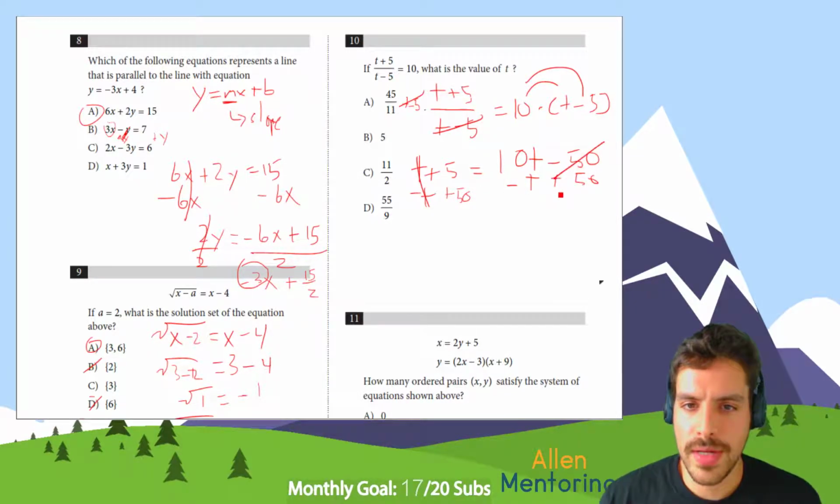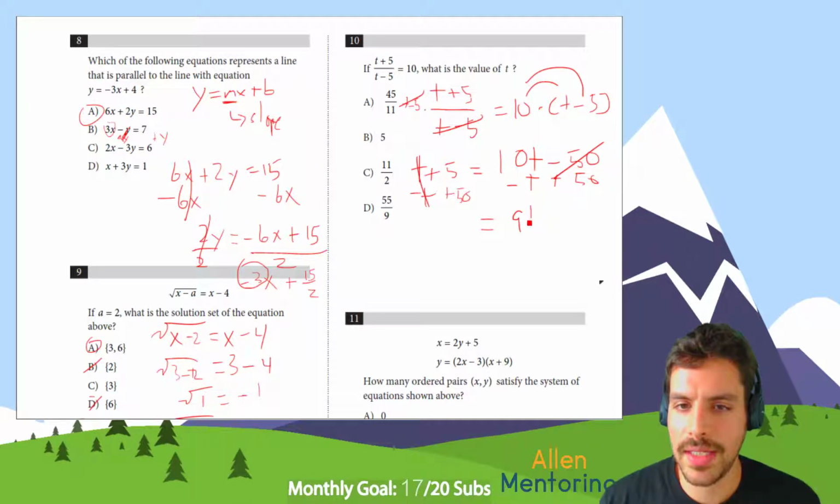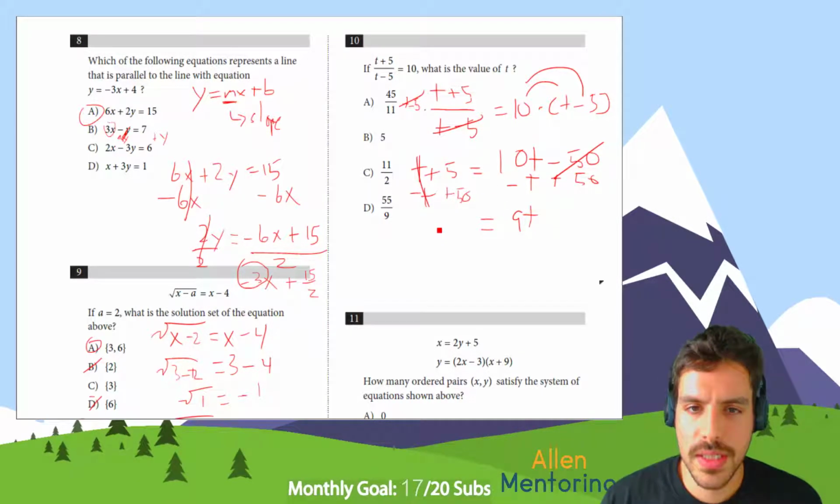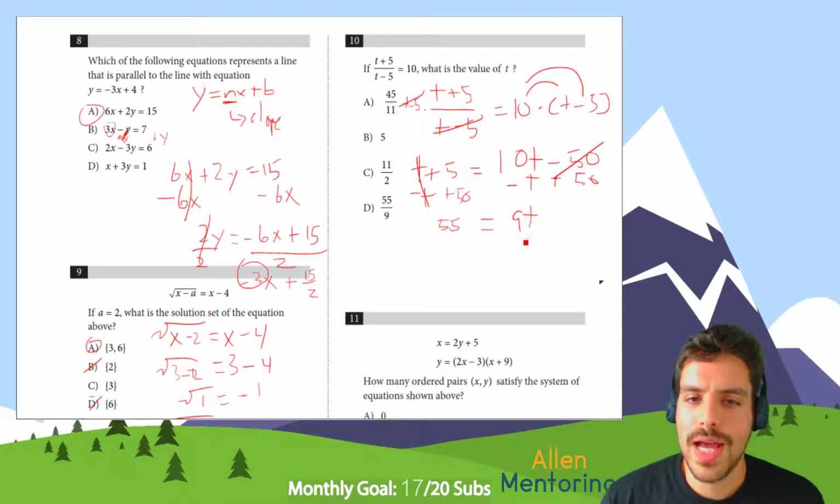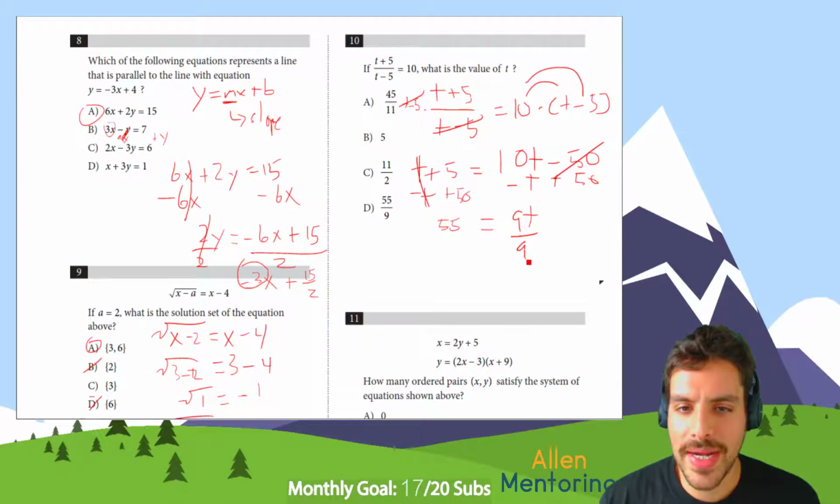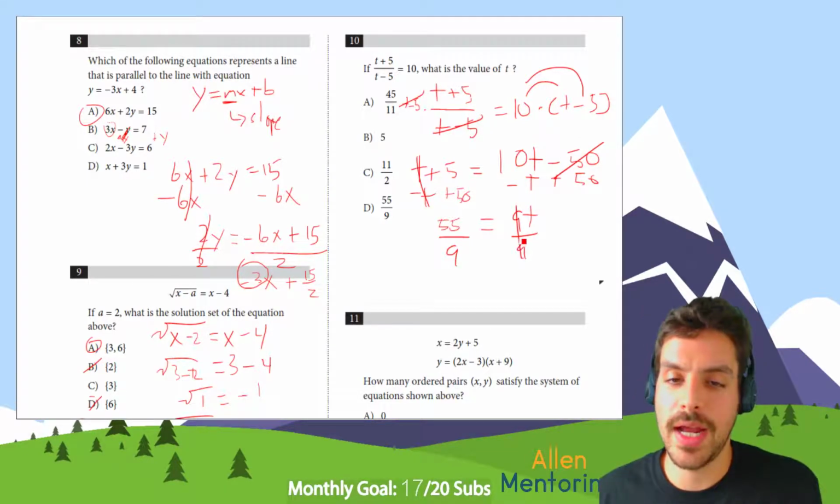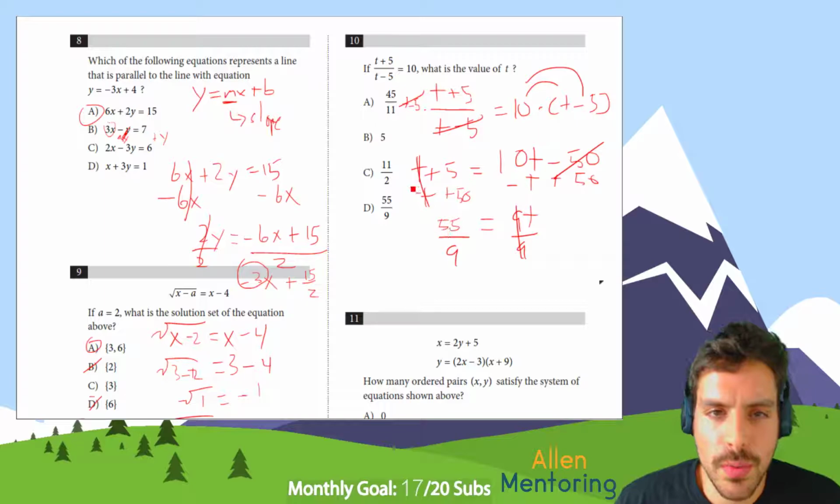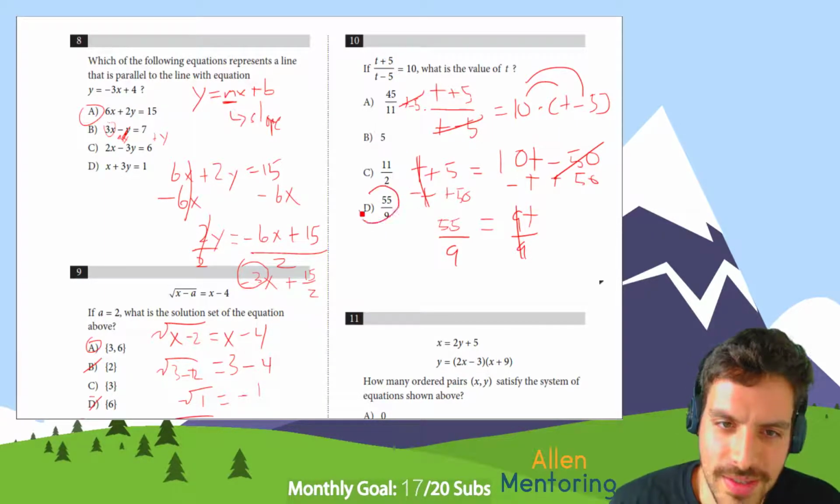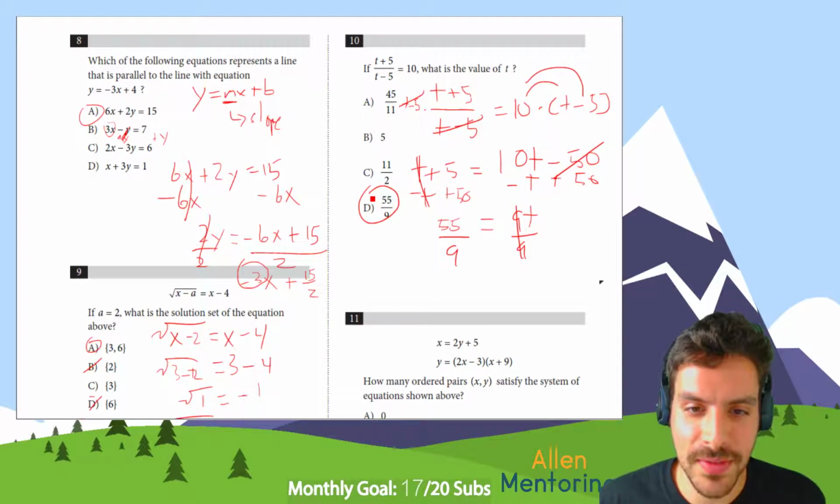Okay. And so now 10t minus t is 9t. And 5 plus 50 is 55. So to isolate t, I will divide by 9 on both sides. I'm doing the opposite to both sides. Right? I'm multiplying by 9. What's the opposite of multiplying by 9? Dividing by 9 on both sides. And so t is equal to 55 over 9.